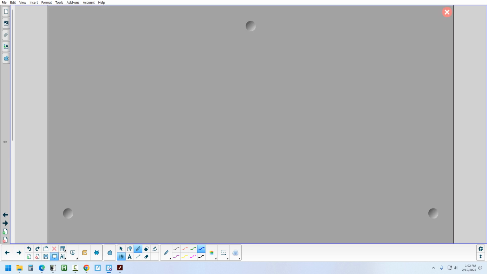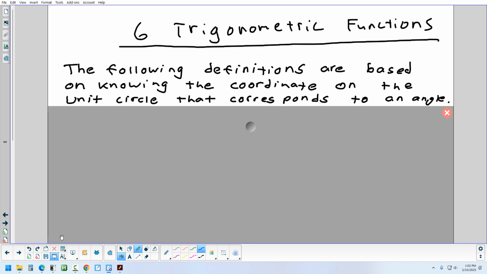All right, so now let's look at the 6 trig functions. Somebody earlier said, well, what's a trig function? Well, there's 6 of them. We've studied different functions this year. We've studied squaring, that's a function. We've done square roots, that's another kind of function. Now we're studying trig functions, and there are 6 of them.